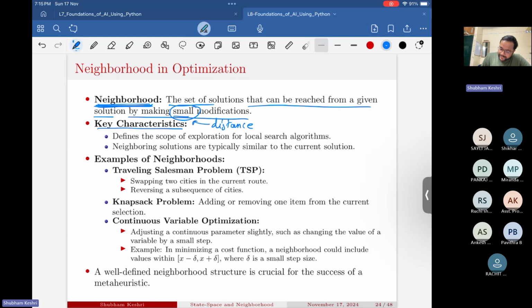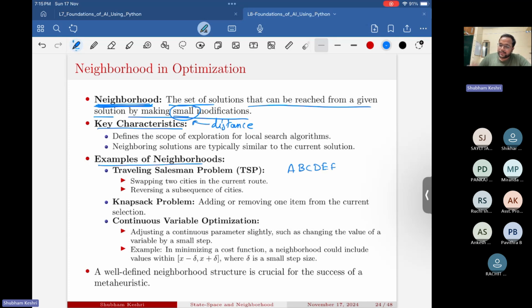So what are the key characteristics? So we'll talk about just how to obtain neighborhoods. So you can define a neighborhood, right? Suppose you have A, B, C, D, E, F. So this is one solution.